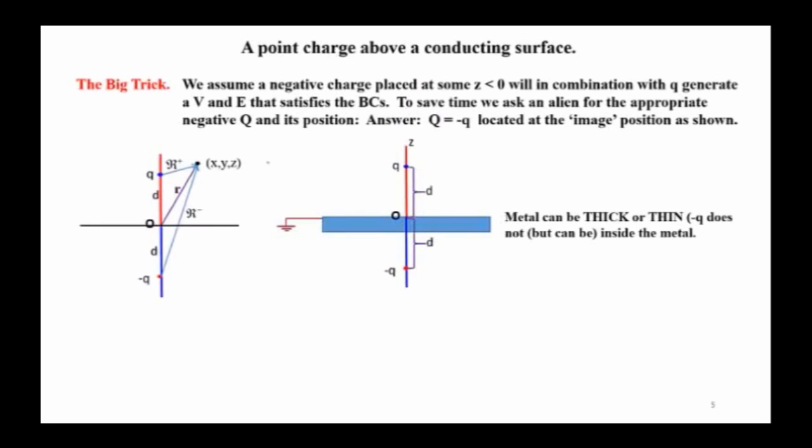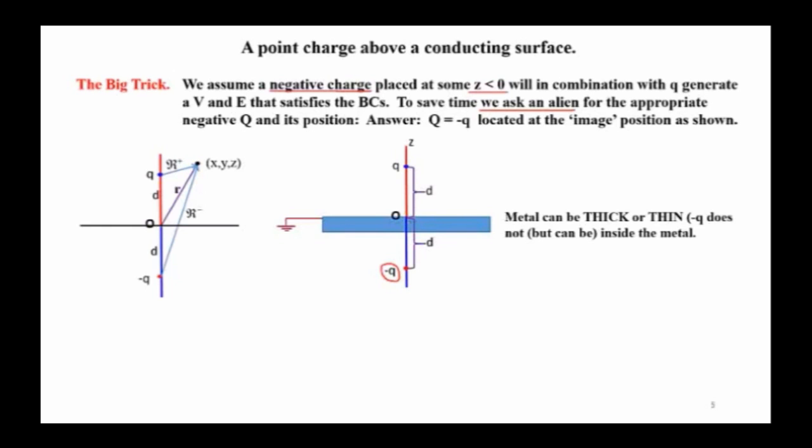So the big trick then is the image charge. So we're going to assume a negative charge placed at some z less than 0, which in combination with this charge here will produce above the plane the correct V that will satisfy the boundary conditions and satisfy Poisson's equation. So to save time, we'll ask an alien for the appropriate negative charge and its position. And the answer is that it's equal to just minus the charge that we put here, and the distance is equal in terms of magnitude to the distance to the charge.